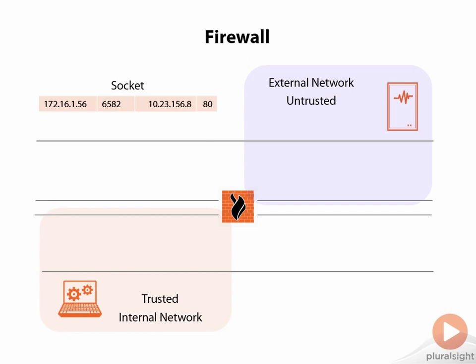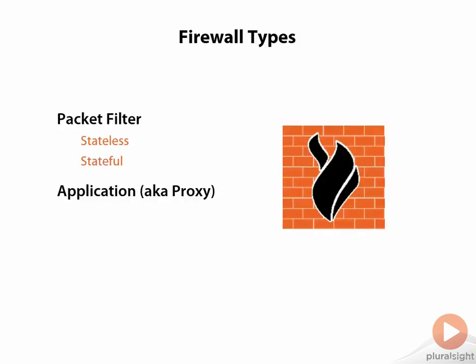Decisions are primarily made based on the socket, which is the source IP address and port number, and the destination IP address and port. Other values from the header can also be used to make decisions, most notably the flags from the TCP header. There are three primary types of firewalls: stateless packet filters, stateful packet filters, and application or proxy firewalls. We'll discuss each of these architectures and how they react to port scanning.